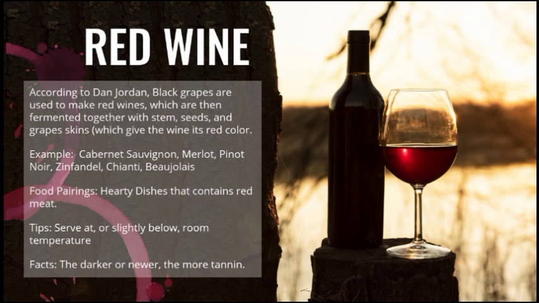Red wines can be a great accompaniment to hearty dishes that contain red meat, such as barbecue ribs, burgers and steak, pasta, and pizza. Red wine is best served and drunk at or slightly below room temperature, because if you serve and drink it chilled, the tannins in the red wine will become bitter. Did you know that the darker or newer the wine, the more tannins it has, so if you like it less dry and bitter, choose an older wine.